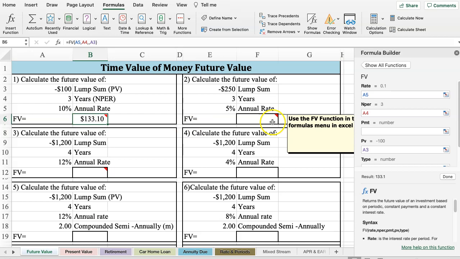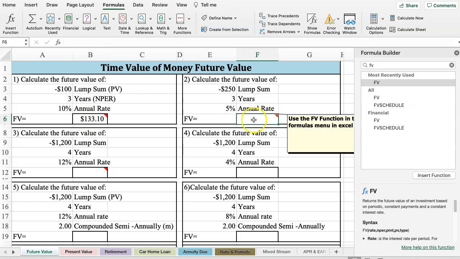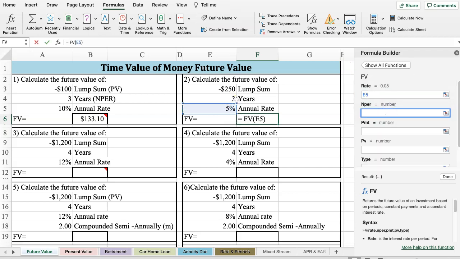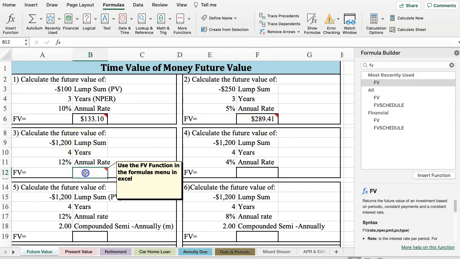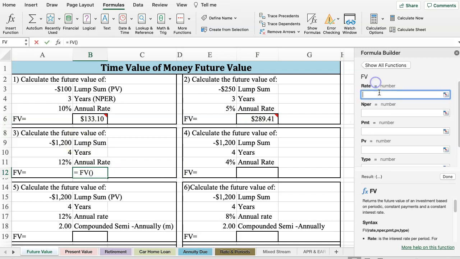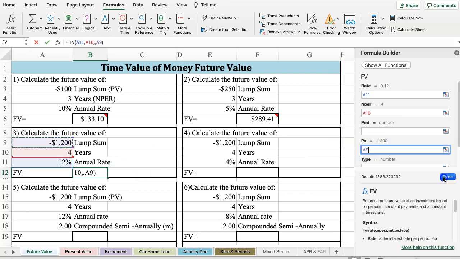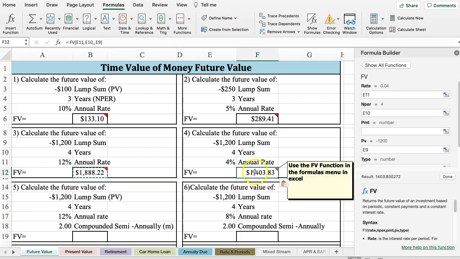Now we can do the same for problem 2, which is going to be the same problem but just different numbers. We put in our rate, nper, and our present value. We get 289. We invest $50 at 5%, and we end up with 289. Now, all 4 of these problems are the same problem. So we'll do our rate, nper, then pv. Done.